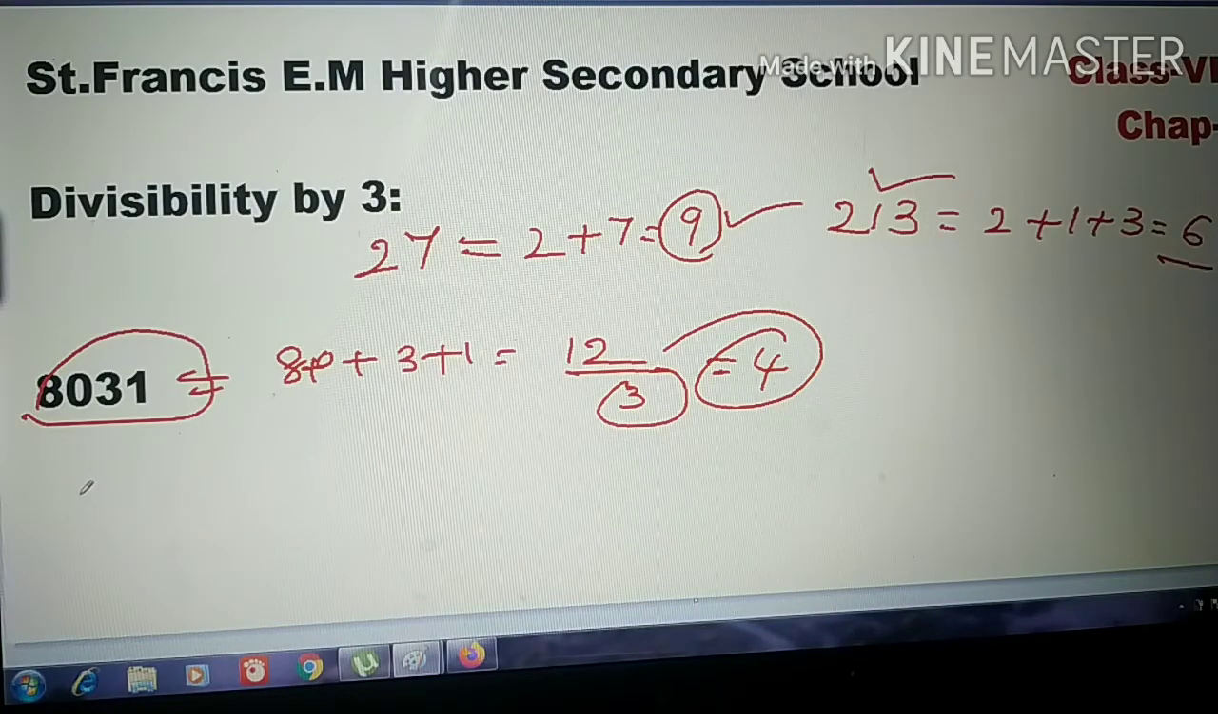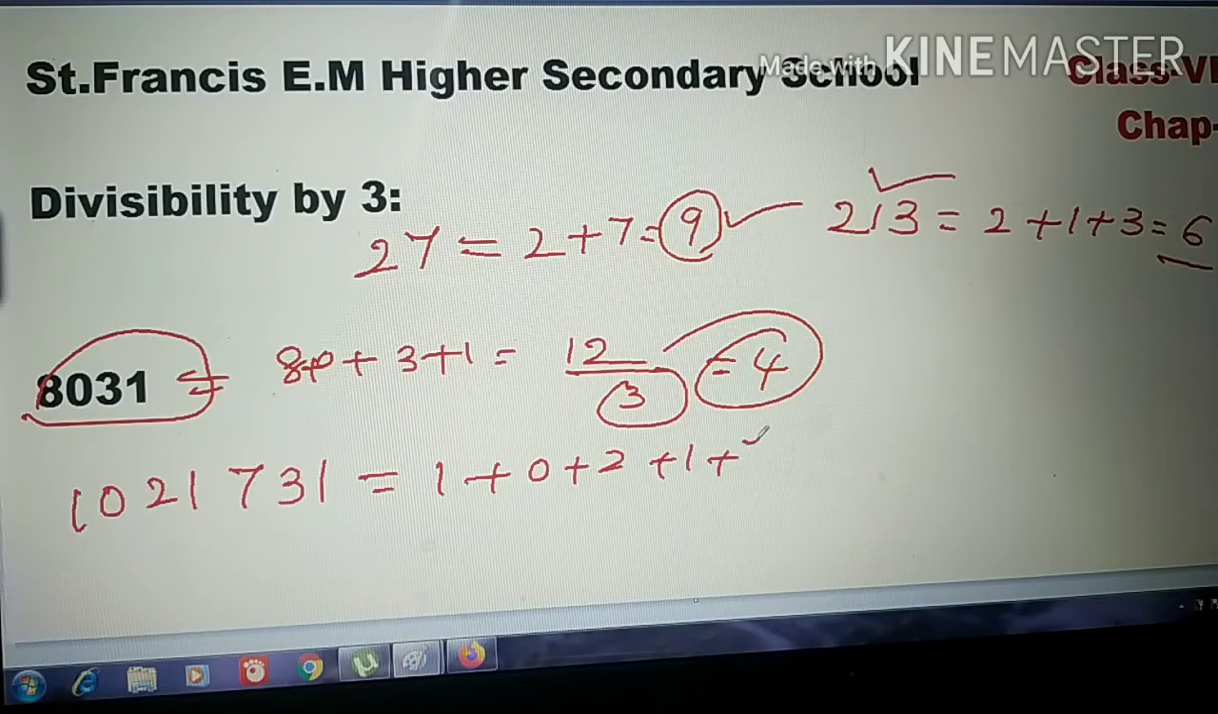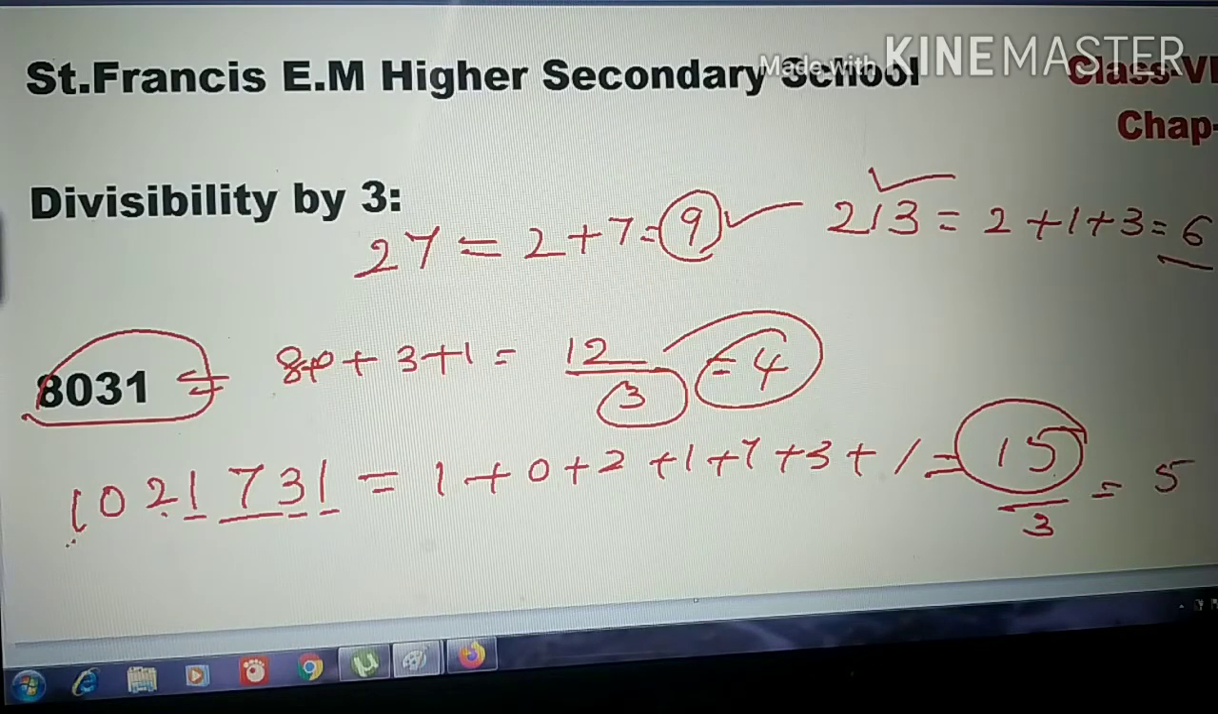So now I am taking a bigger number, 102171. How to test whether this number is divisible by 3 or not? Simply, we have to do 1 plus 0 plus 2 plus 1 plus 7 plus 1. I am writing it with notations as it is, simply with plus signs. Here also you can do it directly: 1 plus 2 is 3, 3 plus 1 is 4, 4 plus 7 is 11, 11 plus 1 is 12. This 12 is also exactly divisible by 3.